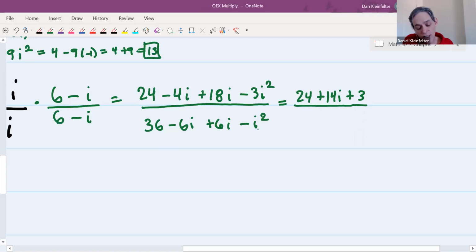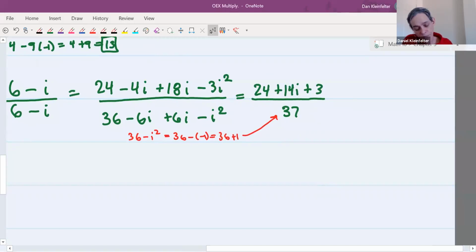We'll have 36 and then minus i squared. Okay, i squared is itself negative 1. Negative 1, its opposite will be plus 1, so we will have 37. Okay, so let me fill in the steps there. That's 36 minus i squared, 36 minus negative 1, 36 plus 1 is where that 37 came from. Okay, and then to finish, we'll have 27 plus 14i divided by 37.